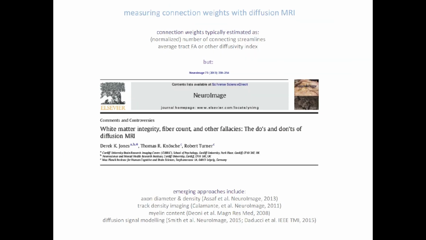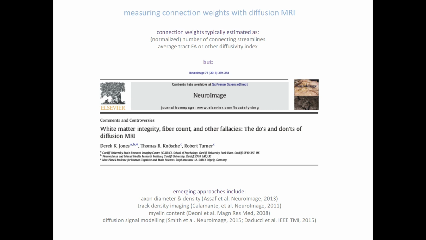Now the other thing is how we estimate connection strength. Typically we create all these streamlines, and then we estimate connection strength as either the number of streamlines that connect two regions, or we measure some aspect of tract integrity, something like fractional anisotropy, which tells us about how water is diffusing in the brain, and that's an indirect marker of axonal organisation. Those are the two most common ways of estimating connection strength. But there are problems with these. These are very indirect markers of axonal connectivity.